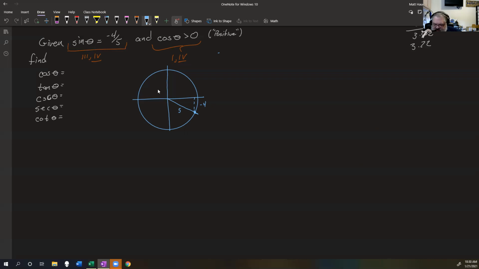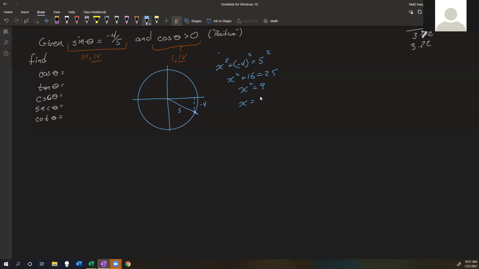Do we have such a tool? The Pythag. Yeah. Good. So that other side length, I'm going to call it x. x squared plus the -4 squared equals 5 squared. So x squared plus 16 is 25. x squared equals 9. So x is equal to what? 3. Square root of 9. 3.